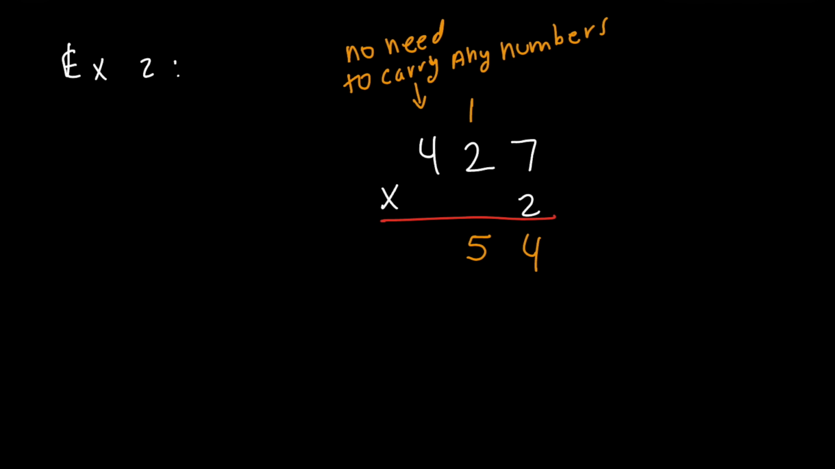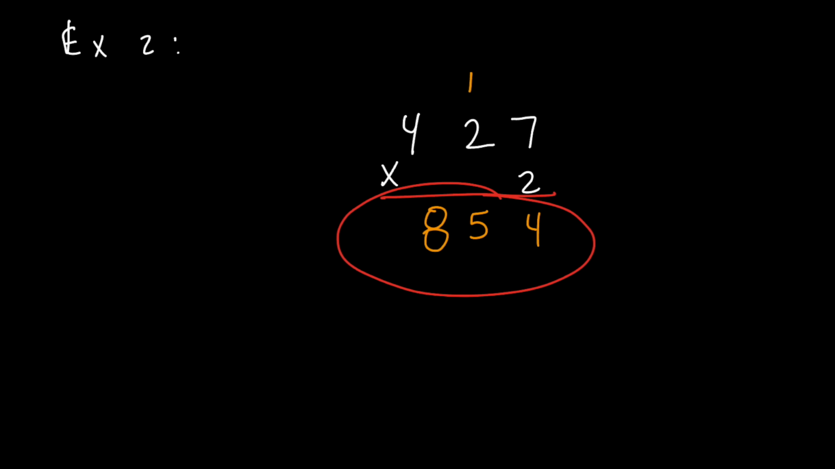Okay, as we continue to work right to left, the last multiplication we have is 4 times 2, which in this case is equal to 8. So therefore, the answer to this problem is 854.